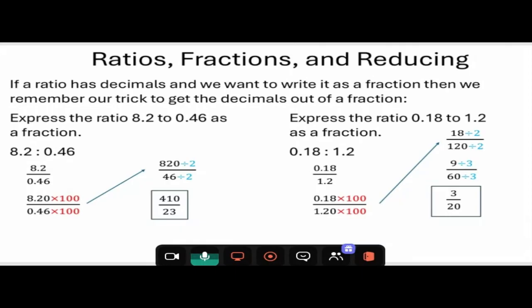So that's, you see now it's a bit surprising, right? You never would have guessed that the ratio 0.18 to 1.2 is actually the same as the fraction 3/20, but it is. So in this case, we didn't notice that we could have taken 6 out of both of them, so we took a 2, and then we saw, oh, we can go further with the 3. Either way, you will end up at the same answer of 3/20 for your fraction.